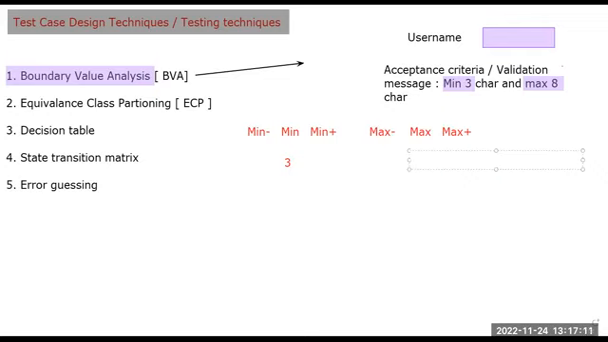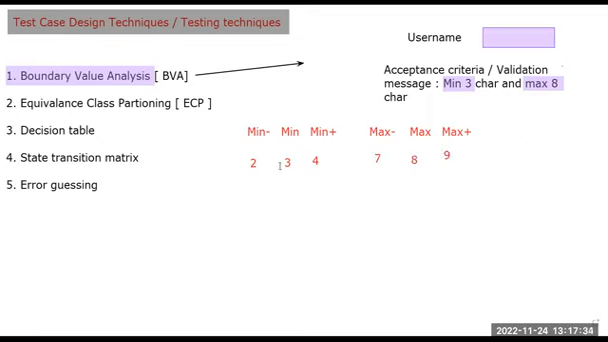Eight, yes sir. Right? 8 is the maximum. Okay, so now, can you tell what is min minus? 2. And what is min plus? 4. Max minus is 7, and max plus is 9. Okay. So you can see what exactly we are doing here.